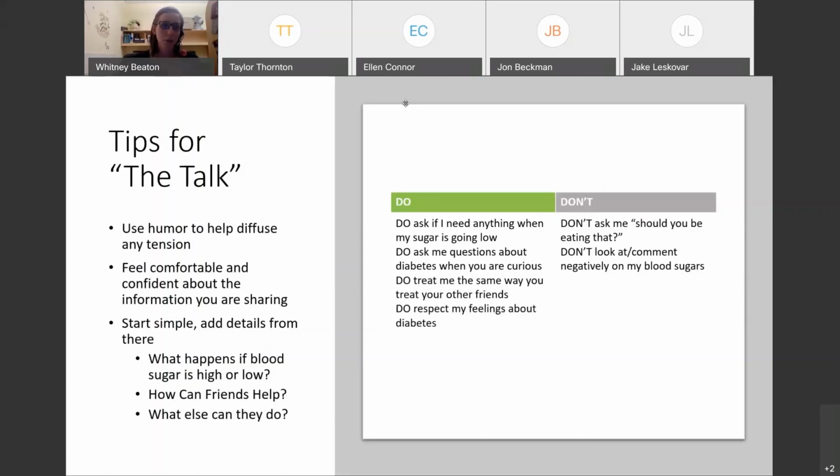Make sure you feel comfortable and confident about the information that you're sharing. You know, this is your information to share, and share it in the way that you want to. I think starting simple and adding details from there can be really helpful for friends so that they're not overwhelmed. And you don't have to tell them everything all at one time, just the most important information.